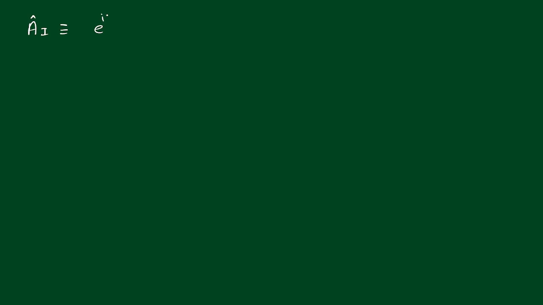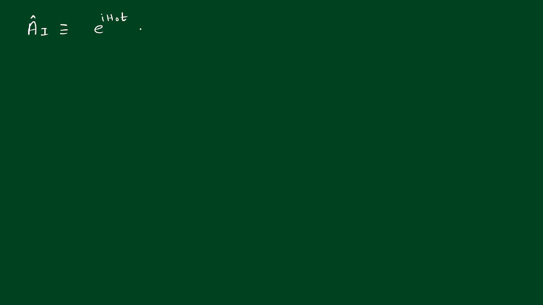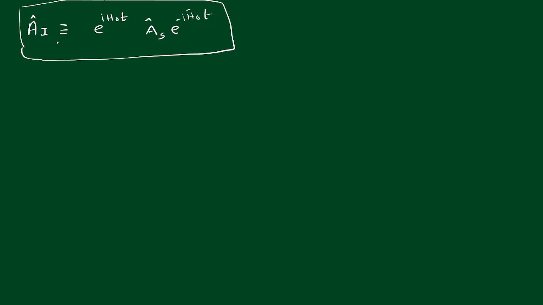It is e raised to i H0 t. I think I should write it as a definition. I'll take this as the definition of all interaction picture operators, not just Vi. This is e raised to i H0 t, and then we have this V cap, e raised to minus i H0 t. Sorry, this is A. I'll be specific here. This is the operator in the Schrodinger picture, and this is the operator in the interaction picture. Is that all right?